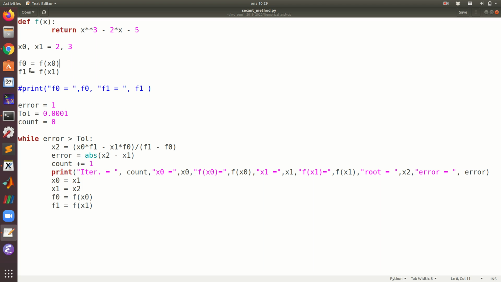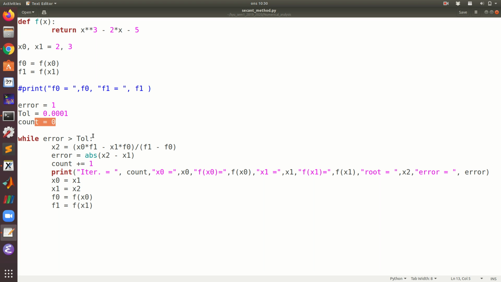Okay, so here, you've already seen this. So what is f of 0? It's just the value of the function here, f at this point here. And then what is f1? The value of the function at 3. Why did I write this? I was just testing it to see that I have the correct input. So here I set an error, I set a tolerance, I set a count.